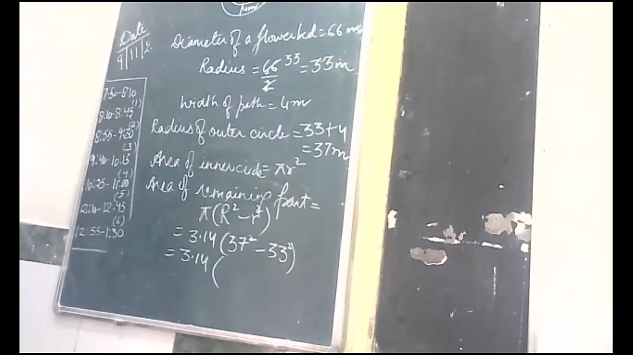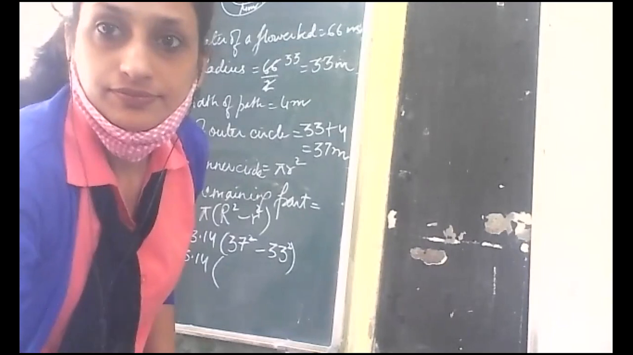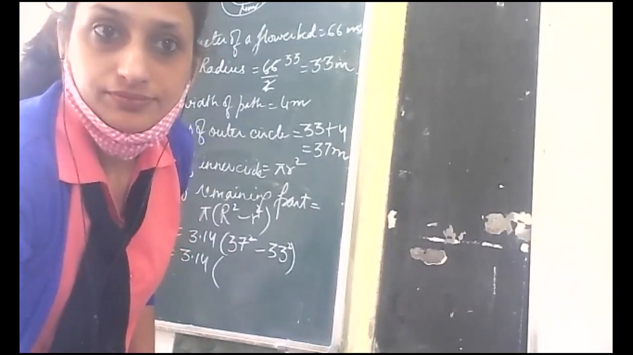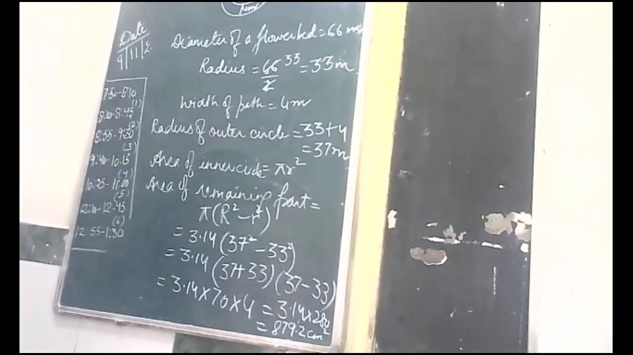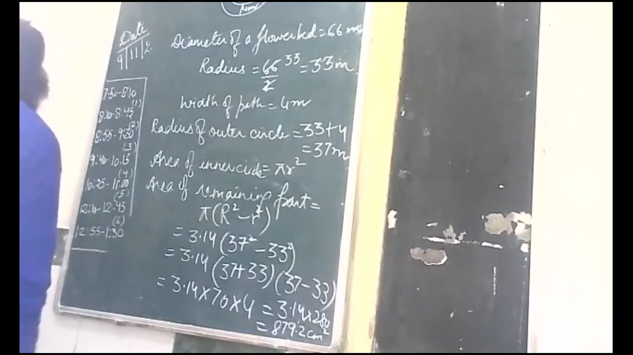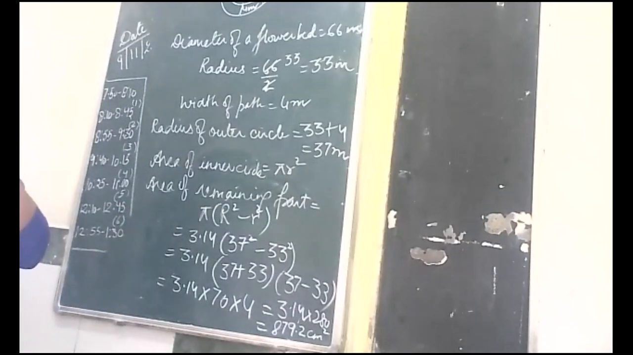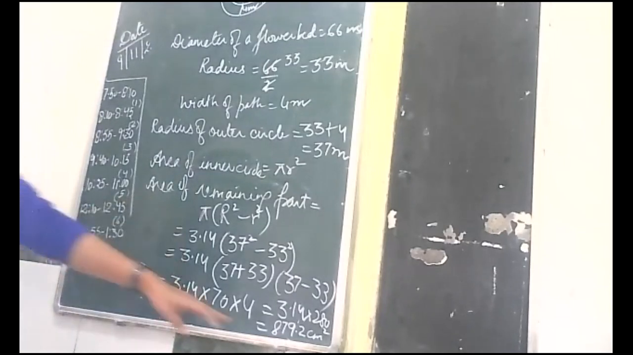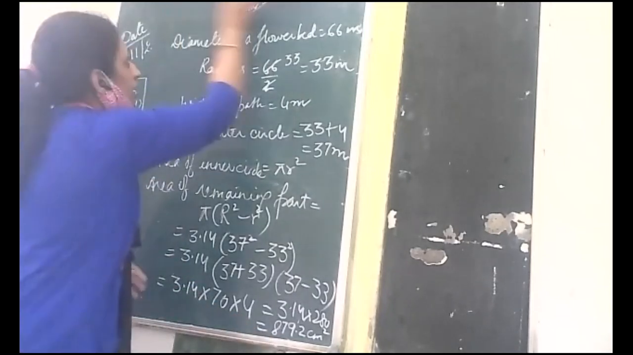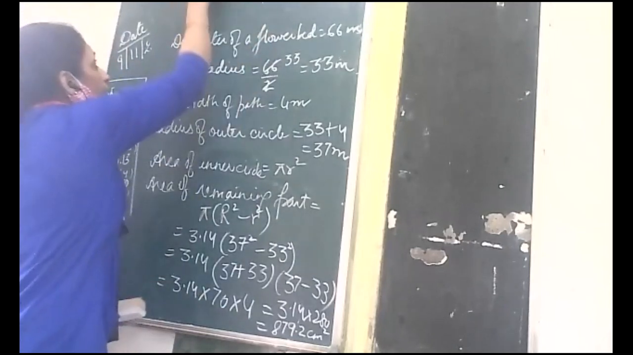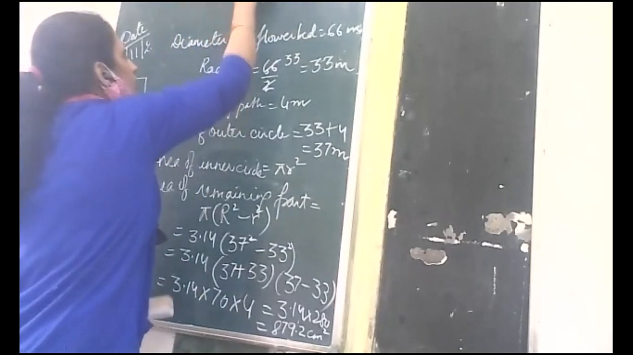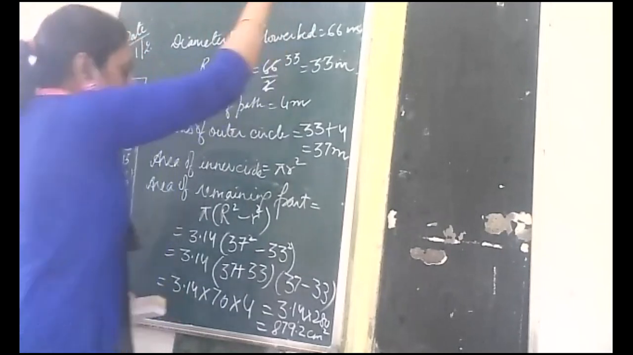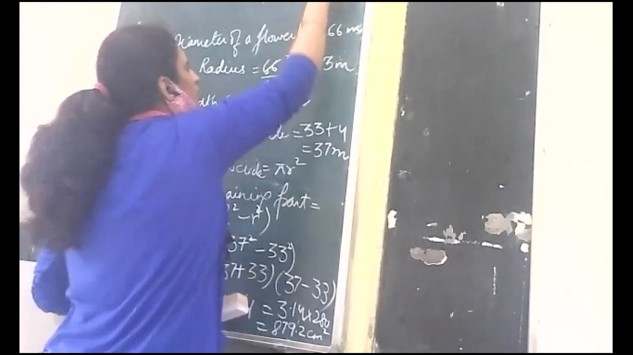Solve it, children. So 879.2 centimeter square will be the area of the remaining part. Now what do we need? The area of the path is left. So now we'll take out the area of the path. Sorry, we have to write it down here. Area of path is equal to 879 centimeter square.